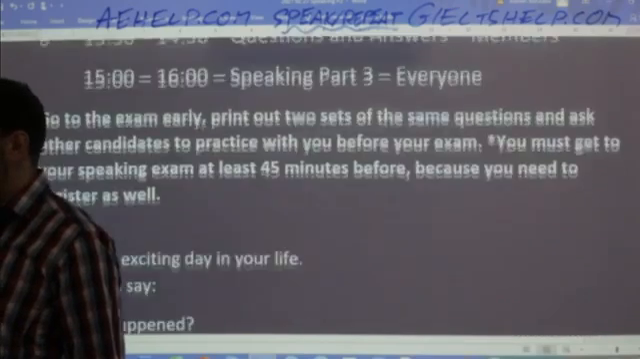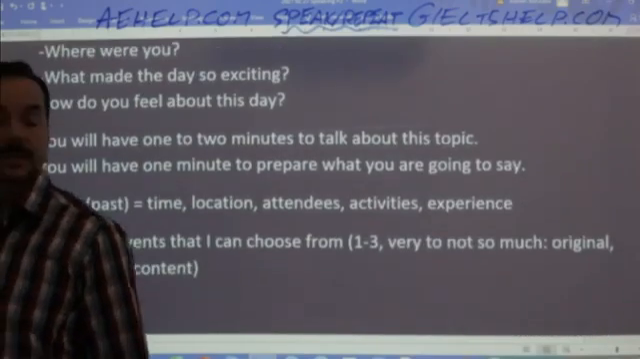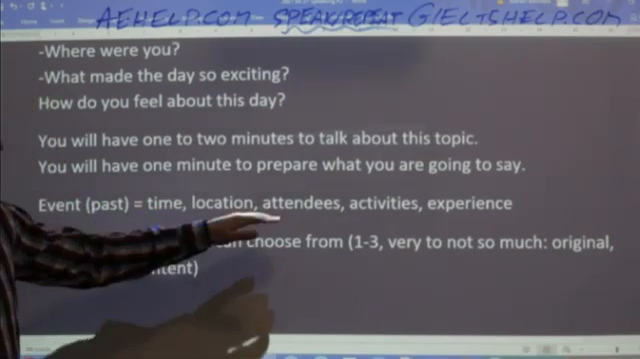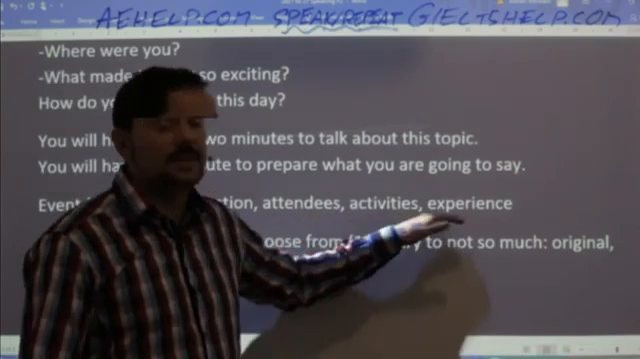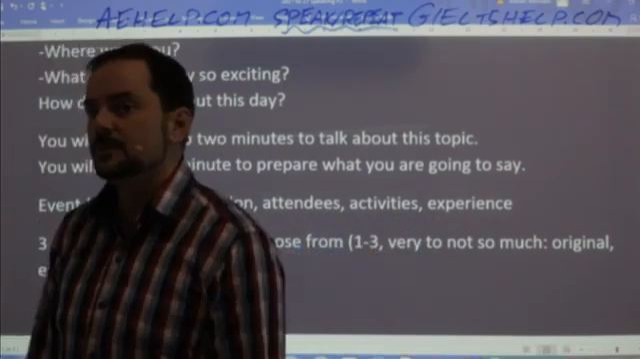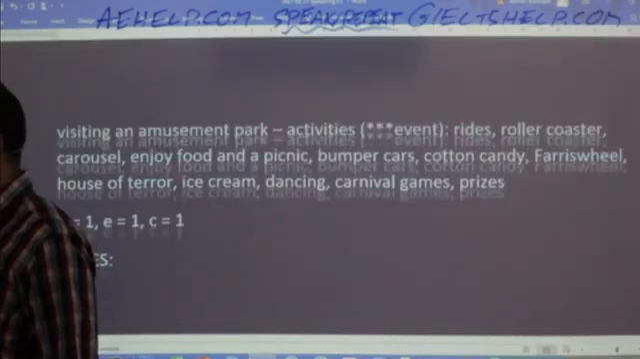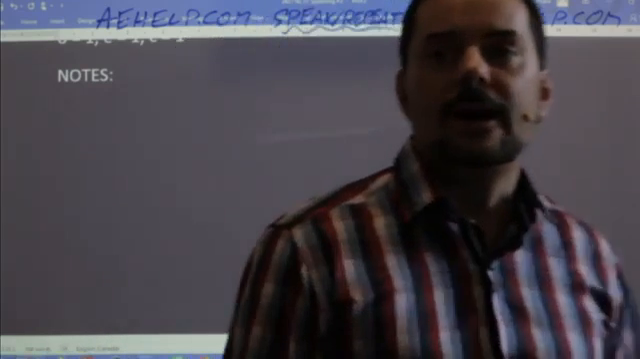All right, so remember when you're talking about an event, go in this order. Start with the time, then the location, then the attendees, then the activities, then the experience, okay? So what is the time? When was this day? When did you go? Try to be a bit realistic. Most of the amusement parks have been closed for the last year and a half. So when did you go?